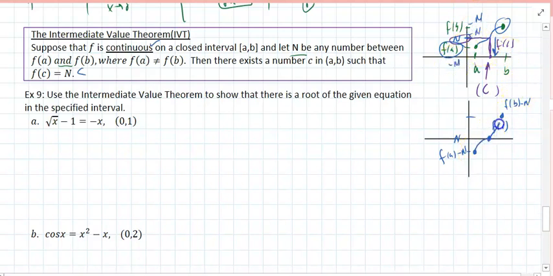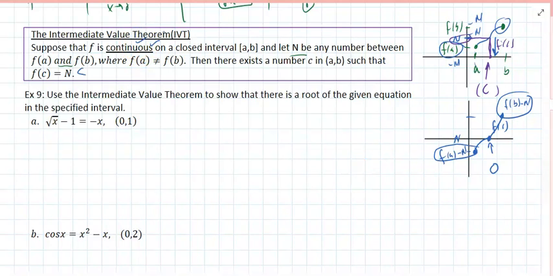And now, all we have to do to show that there's a zero is show that one end is negative and the other end is positive. And if f is continuous, one end is negative and the other end is positive, or vice versa, zero must exist in there. That makes it a lot easier to show.